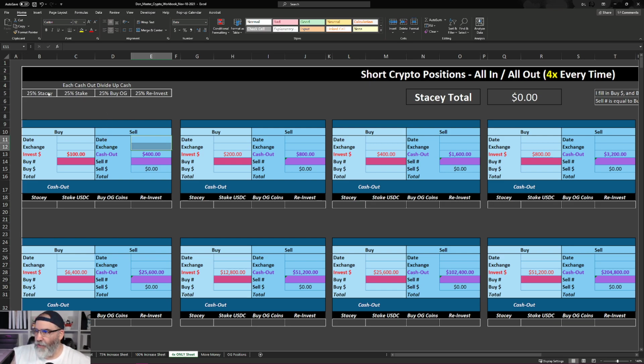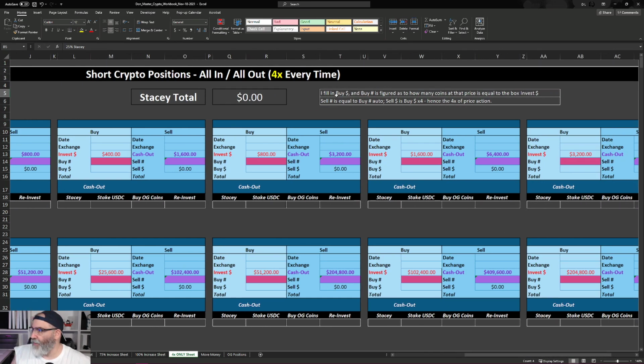This right here is just a little rule for me. And then I have a little rule over here, which says I fill in the buy price, which is right here, and the buy number is figured out as to how many coins at that price is equal to the box invest money. So this number is pre-populated. I set this already.